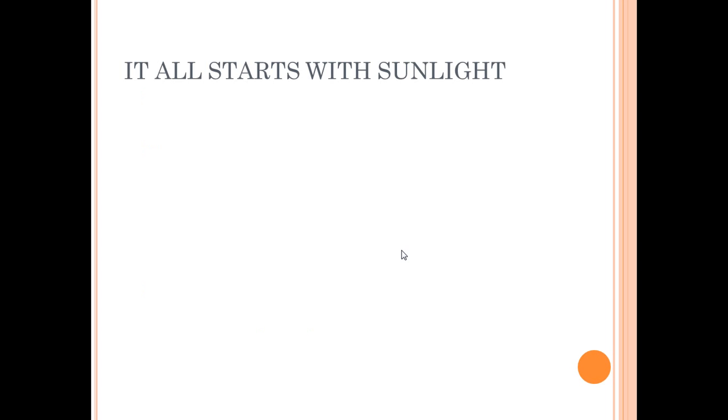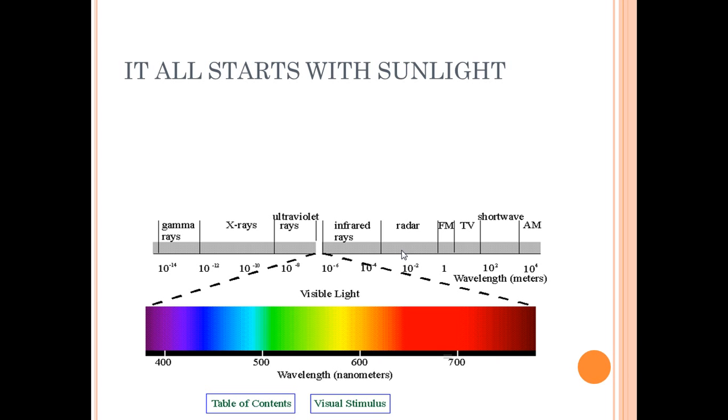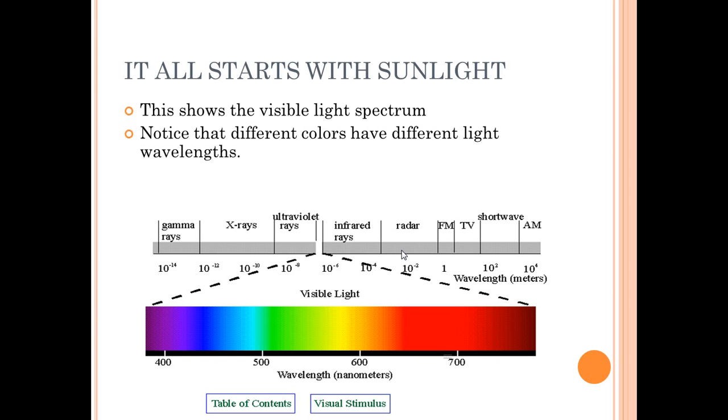Everything with photosynthesis starts with sunlight. This is the light spectrum of sunlight. Notice that different colors have different light wavelengths. You can see that the numbers here and down here represent the wavelength that correspond to each color. Green falls at just slightly above 500 and running up to 550 or so.